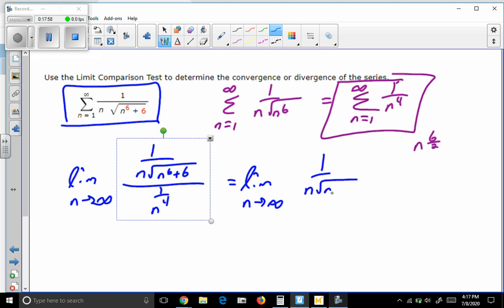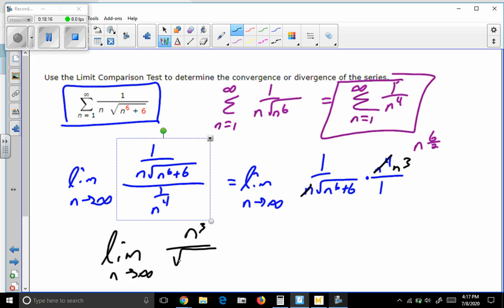Instead of dividing by a fraction, let's multiply by the reciprocal. So this n will reduce with that n. So let's see, what is the limit as n goes to infinity of n cubed over the square root of n to the 6 plus 6?